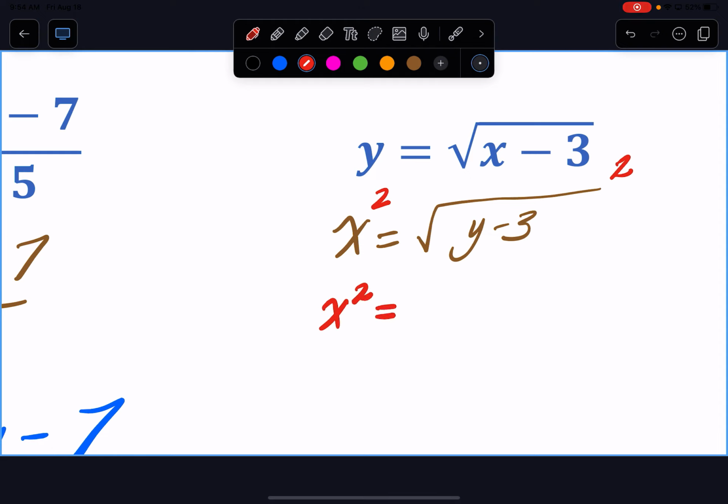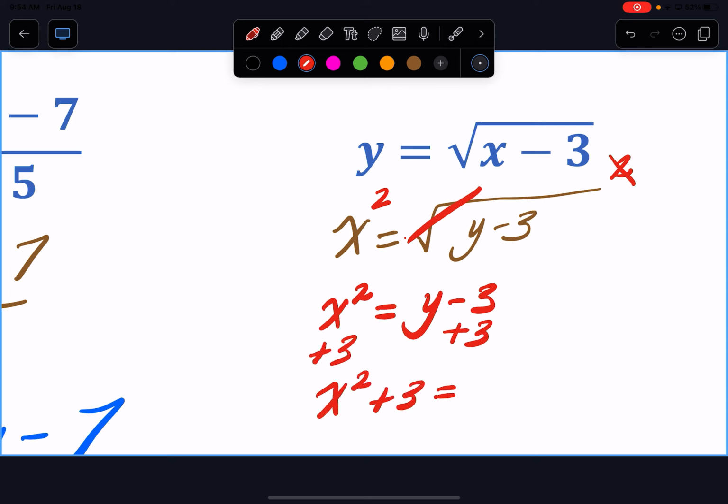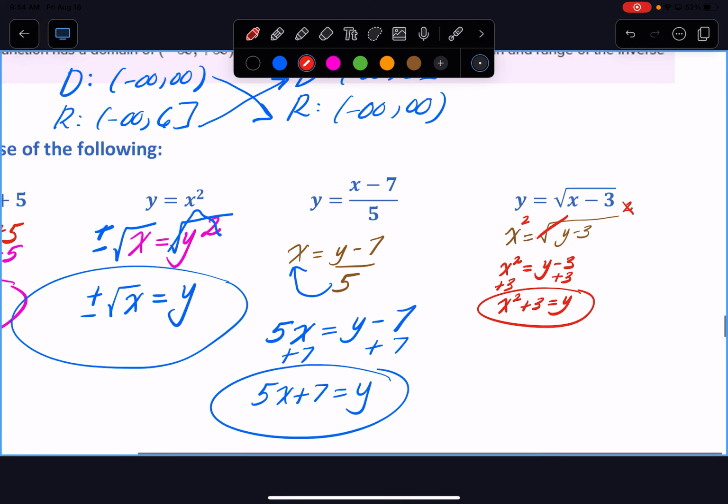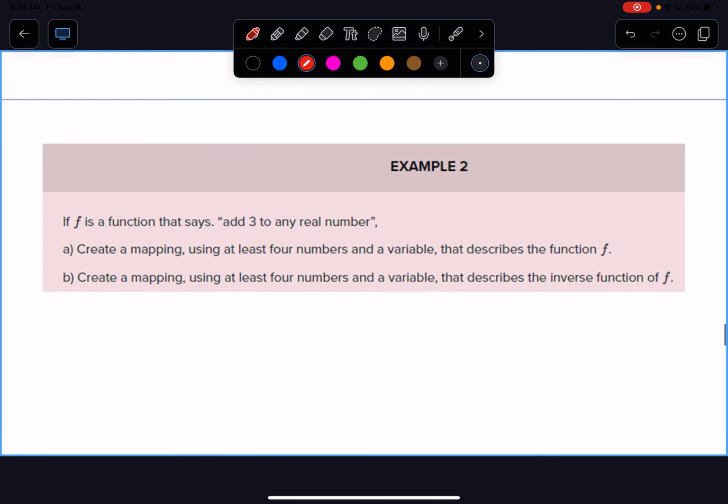So we have x squared equals, the square root and square cancel out, y minus 3. So then from here, get y by itself, so we'll add 3. So we have x squared plus 3 equals y. Boom, there it is. That's our inverse. Pretty easy stuff. Wouldn't you agree? Yes, ma'am. Awesome. All right.